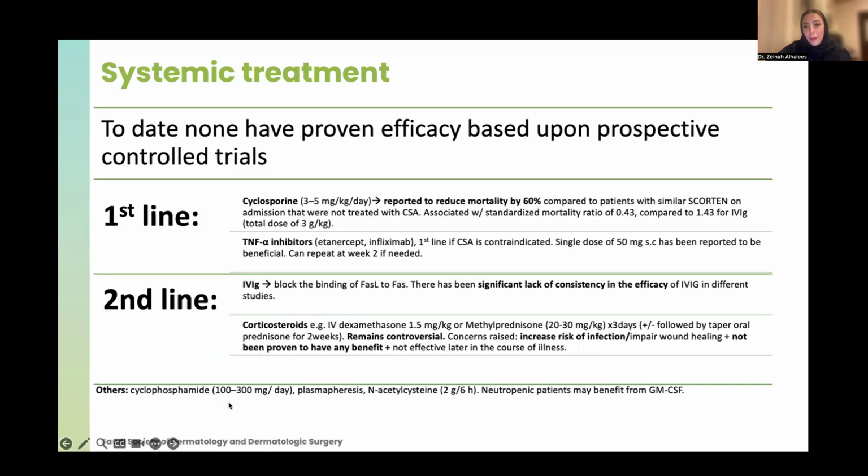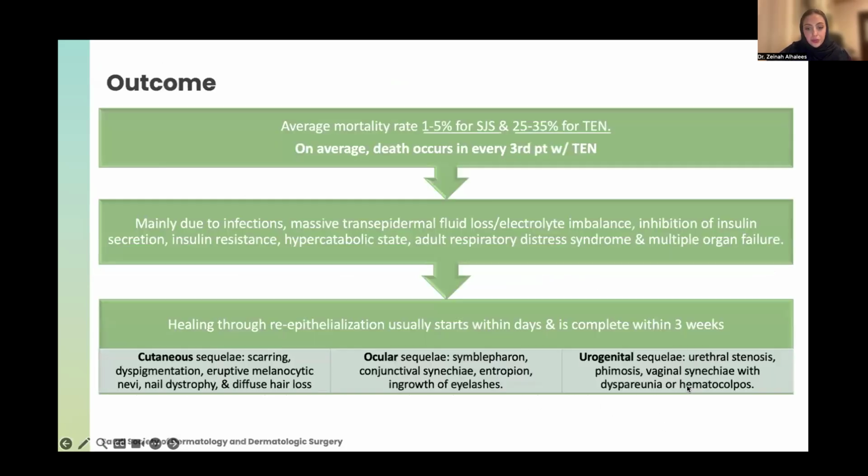Other treatments that possibly can be used, honestly, we don't tend to use them. Cyclosporin, plasmapheresis, and neutropenic patients may benefit from GM-CSF. But obviously, this is all with ICU.